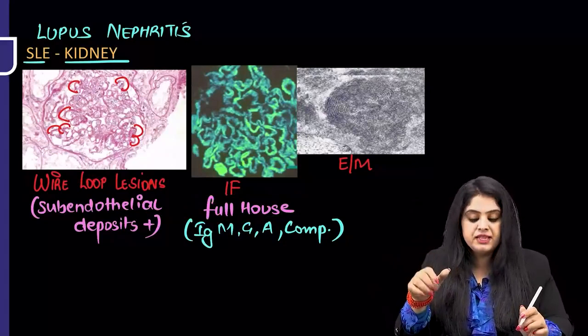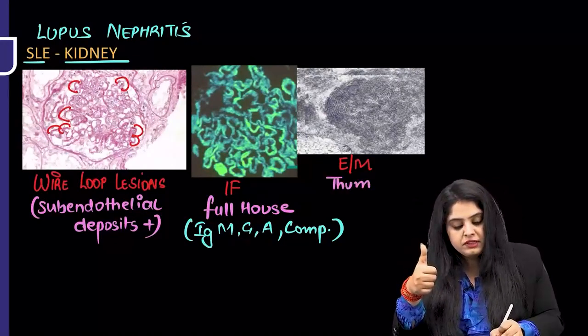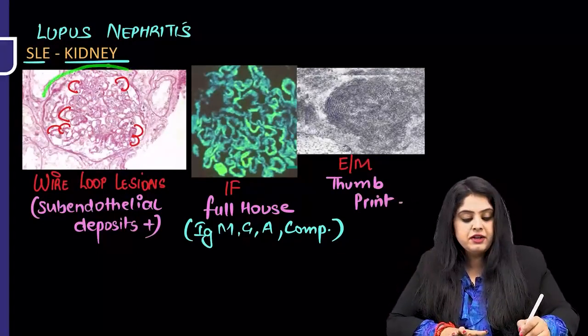So full house party. And what is this electron microscopy? This looks something like a thumbprint. We see the thumbprint appearance, very, very important. So please note, here you have wire loop lesions.